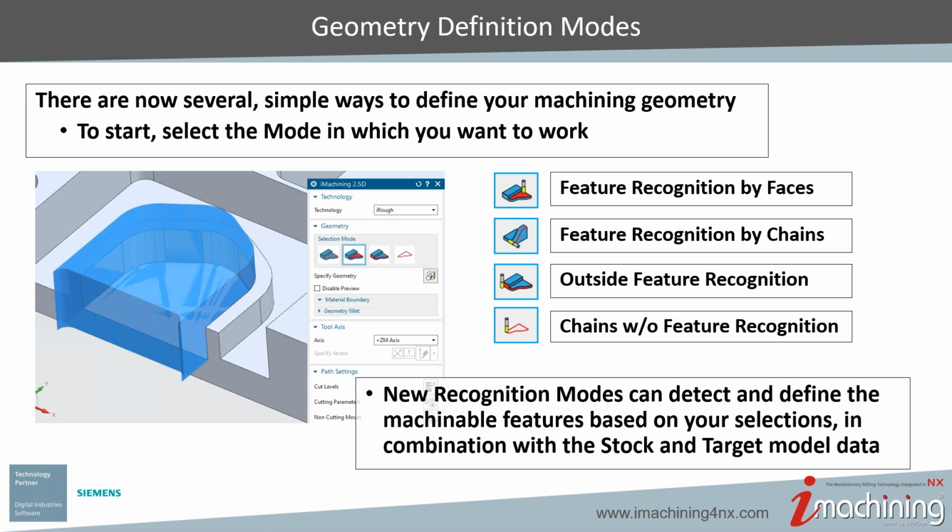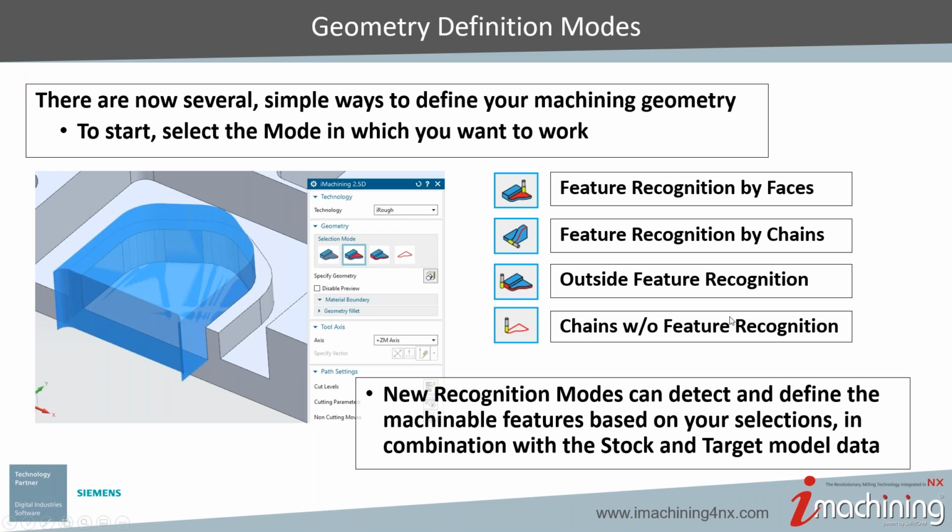And what you want to be able to do is make the geometry easy. You kind of pick some faces, you say, hey, I want to machine this. And then you use the software with all of the solid model data to try and find what is the feature that you're trying to machine. Now with iMachining, we have basically 4 different geometry modes that we support. Feature recognition by faces, feature recognition by chains, outside feature recognition, and then our chains without feature recognition.